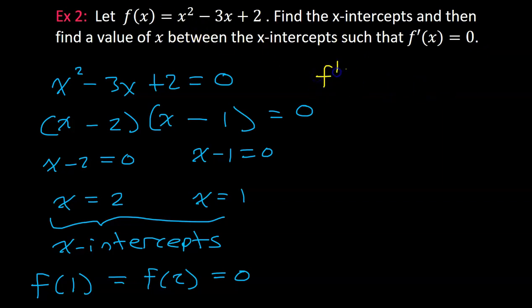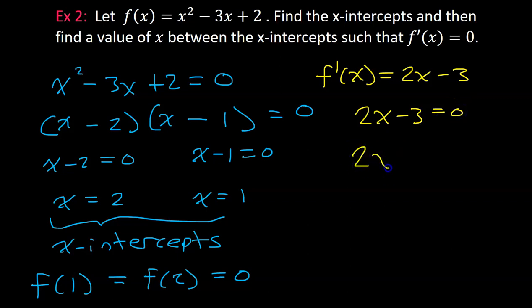So that should be pretty easy. f prime of x is the derivative. This will be 2x. The derivative of negative 3x is just negative 3. The derivative of a constant is 0, so that's gone. So here is the derivative. We want to know where it is equal to 0, so we simply set it equal to 0. That means we're going to have 2x is equal to 3 and x is equal to 3 over 2.